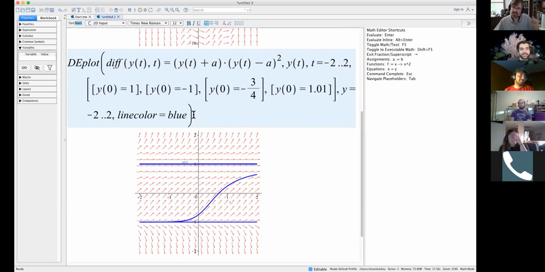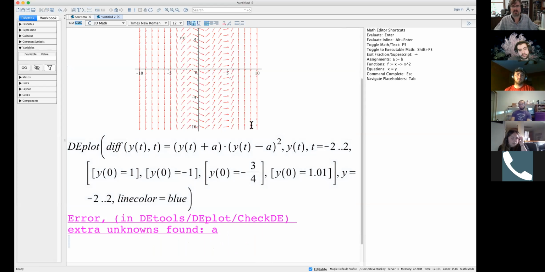But I replaced one of my parameters in the differential equation with a variable. Essentially, it's gonna look at it and see it as a variable. Maple says, I don't know what you want me to do, I don't know what to make of this A thing. If you haven't defined it somewhere else in the document as being a numerical value, it's not going to know what to do.